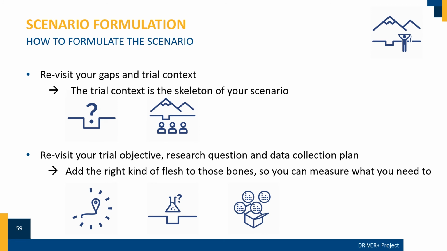Your first step is to revisit your gap and trial context. Refer to session 2.1 for this step 0. The trial context is already the bone structure of your scenario, the scenario skeleton, if you will. The whole aim of this scenario is to recreate the moment in time when you meet the gap you want to bridge. Then you look again at your trial objective and research questions, and the data collection plan you derived from those. What kind of flesh is needed on those trial context bones in order to create the exact scenario that will give you the data and KPIs you are craving for?